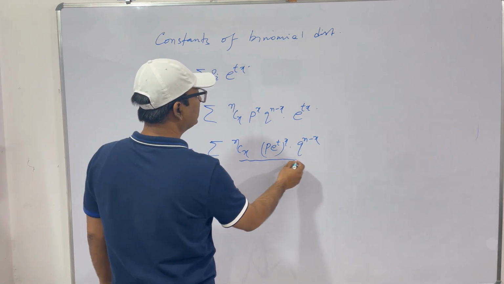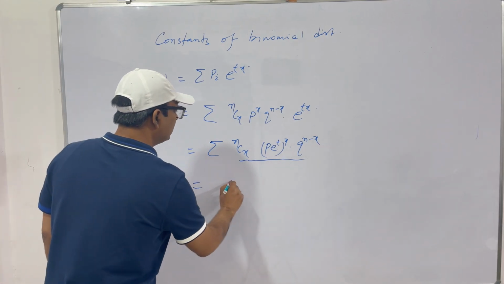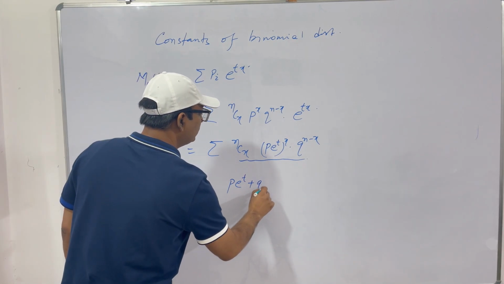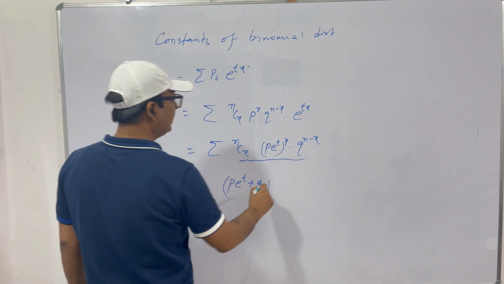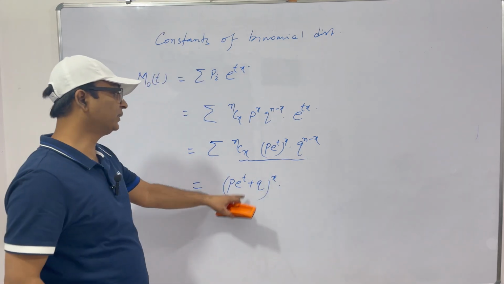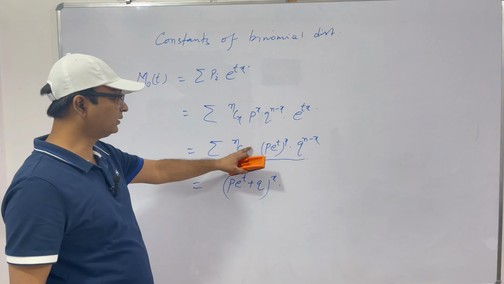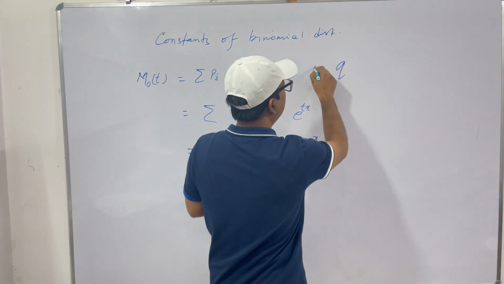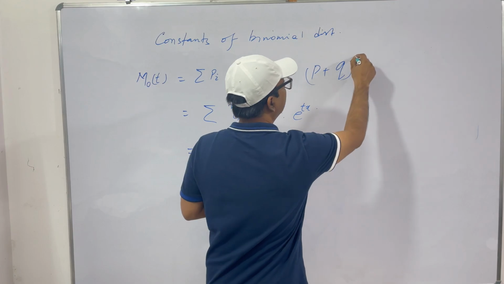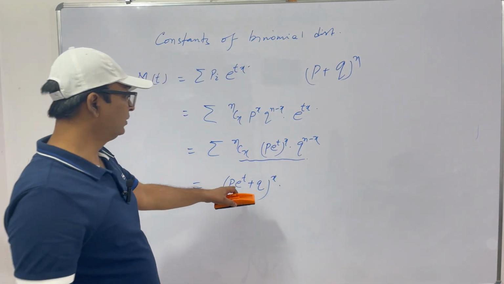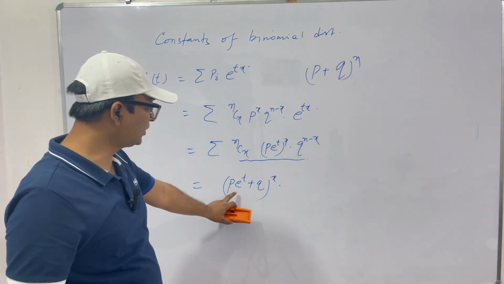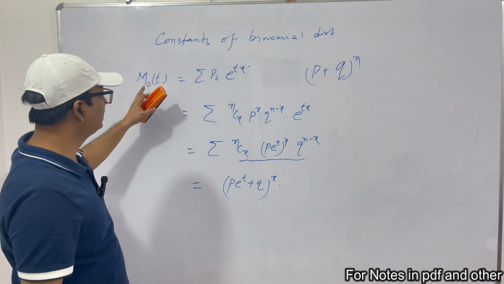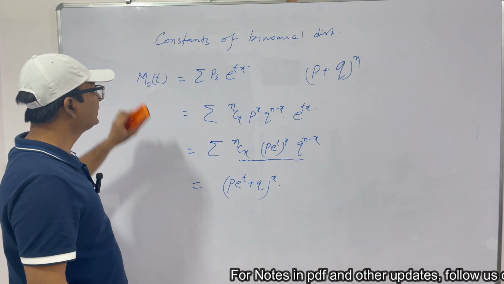Now what is this? This is (pe to the power t plus q) to the power n. This is the expansion of this. If you expand this, you will get this. We have seen the binomial distribution, it was (p plus q) to the power n. So this is the case. This is the expansion of this. Clear? So this is the first part.